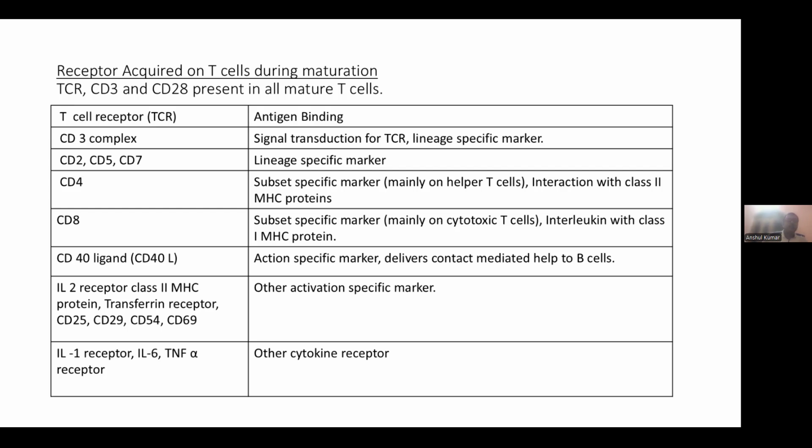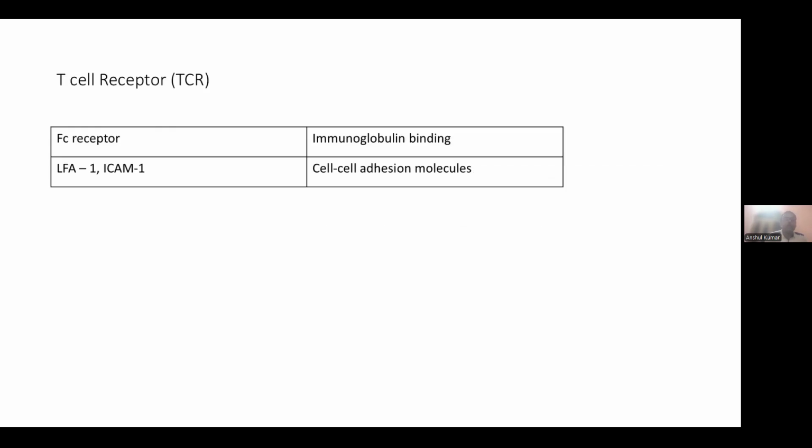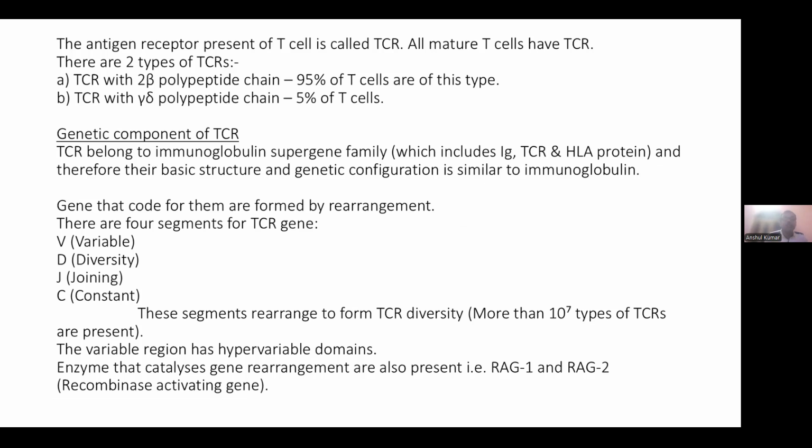Then interleukin 2 receptor, class 2 MHC protein, transferrin receptors, CD25, CD29, CD54 and CD69 are other activation specific markers, and interleukin 1 receptor, interleukin 6 receptor and tumor necrosis factor alpha receptor are other types of cytokine receptors. In addition to that, the Fc receptor is immunoglobulin binding, and LFA1 and ICAM1 are cell-cell adhesion molecules. These are some of the receptors present on T cells.